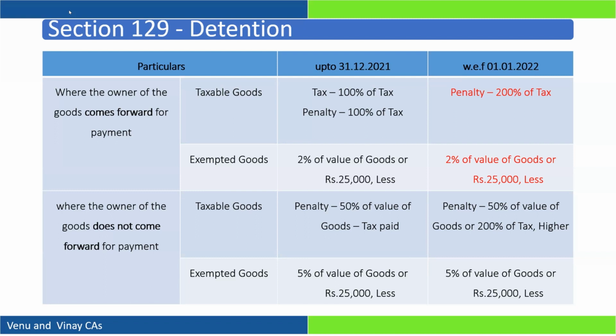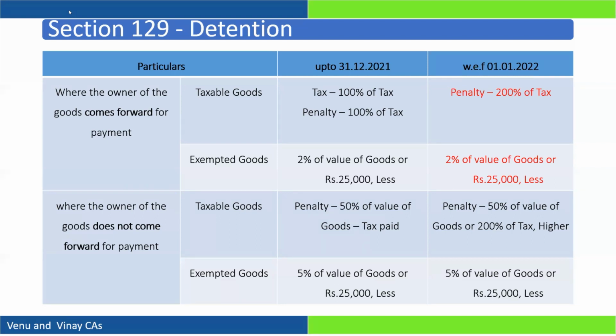Two things: taxable goods and exempted goods. In case such goods are taxable, the earlier provisions said the penalty was 100% of the tax to be collected. However, the collection of tax actually comes when there is a supply under Section 9. So Section 129 was ranking pari passu with Section 9. Technically, this would get challenged. Hence, effective from 1st January 2022, the department said they wanted 200% of the tax as a penalty amount. So there is no longer a tax and it is only a penalty.